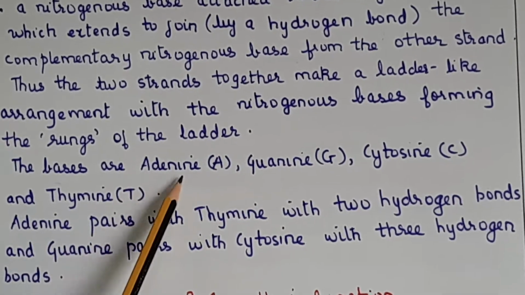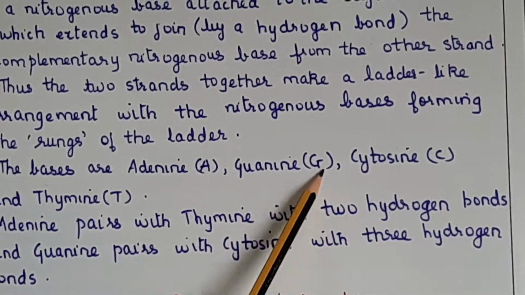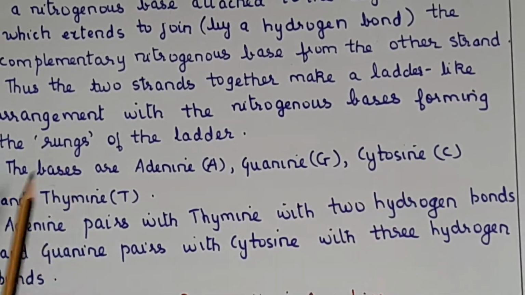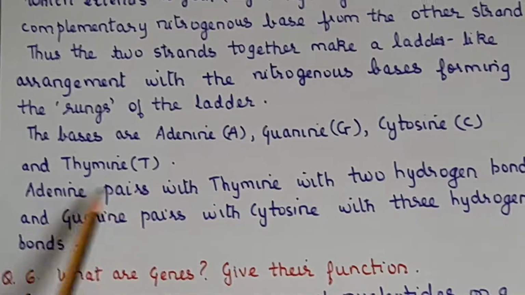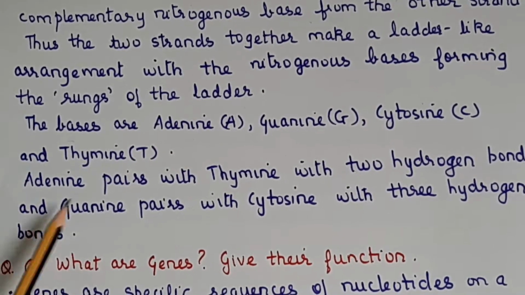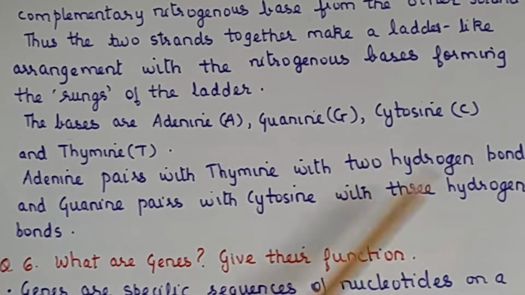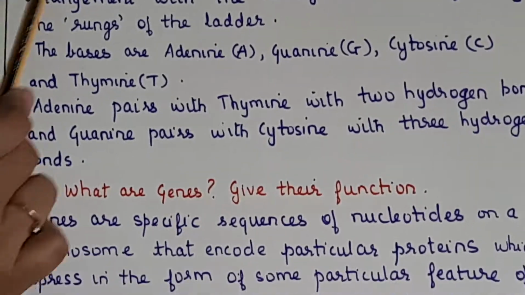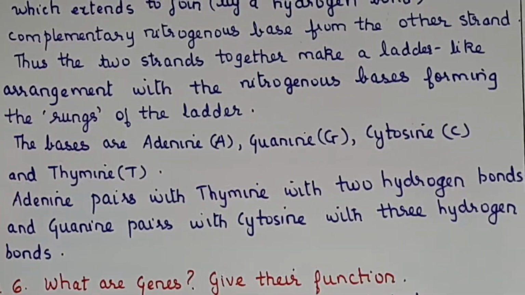The nitrogenous bases form the rungs of the ladder. The bases are adenine A, guanine G, cytosine C and thymine T. Adenine always pairs with thymine with 2 hydrogen bonds, and guanine with cytosine with 3 hydrogen bonds. Some question on this is always asked, so this is very important.